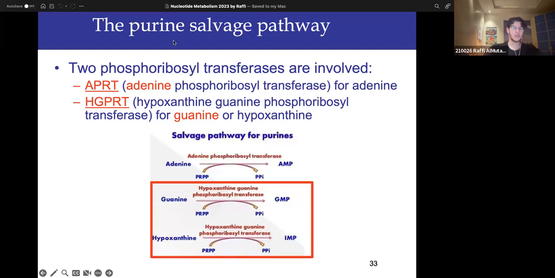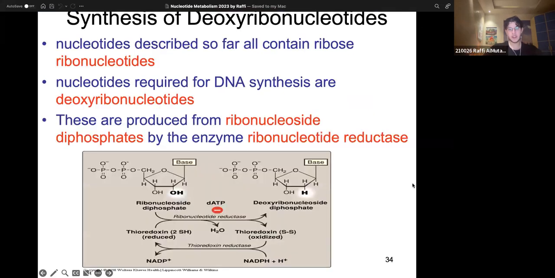All right, perfect. So that's for this. Now with this slide, I know it looks a little bit confusing. Don't worry too much. I want you to focus on the top half because that top half is important. Everything we've made so far is a ribonucleoside, not a deoxyribonucleoside. We need to make deoxyribonucleosides because, of course, we need to make DNA. So how do we do this? We use an enzyme called ribonucleotide reductase.